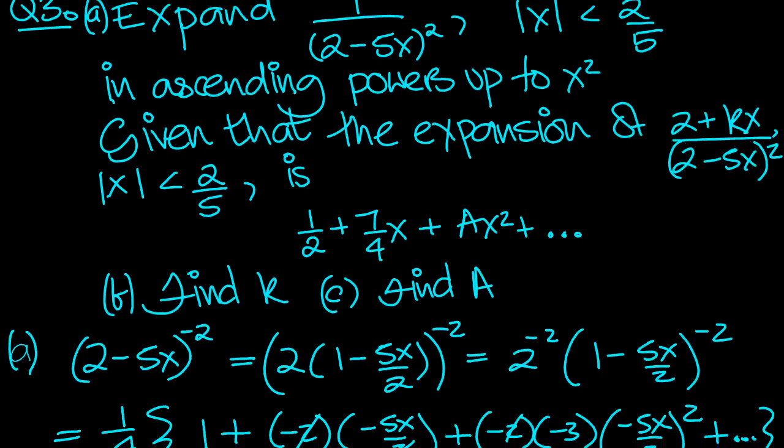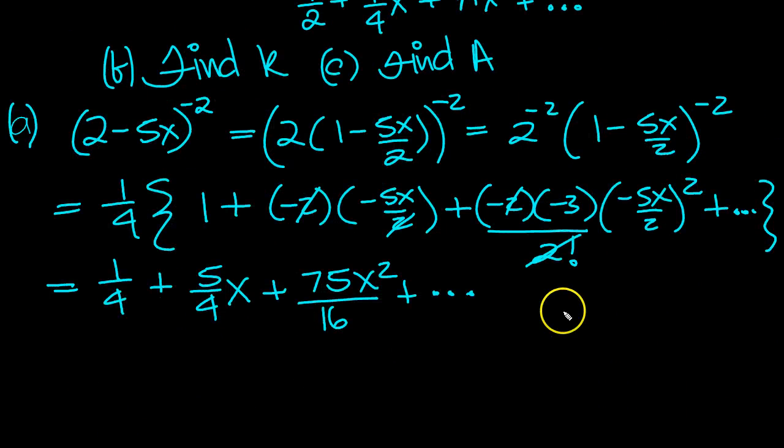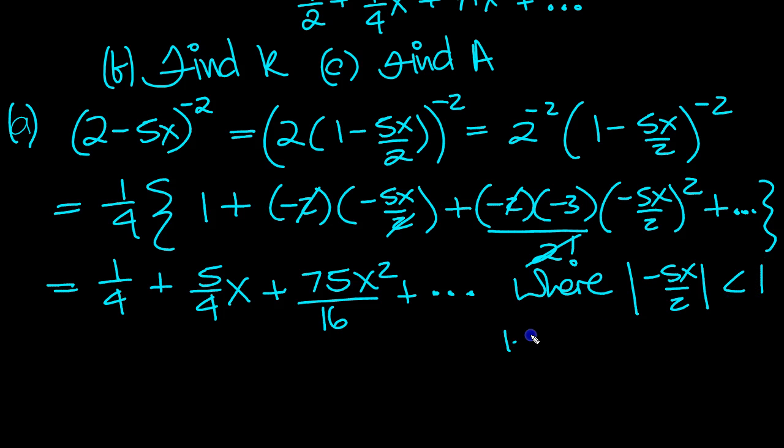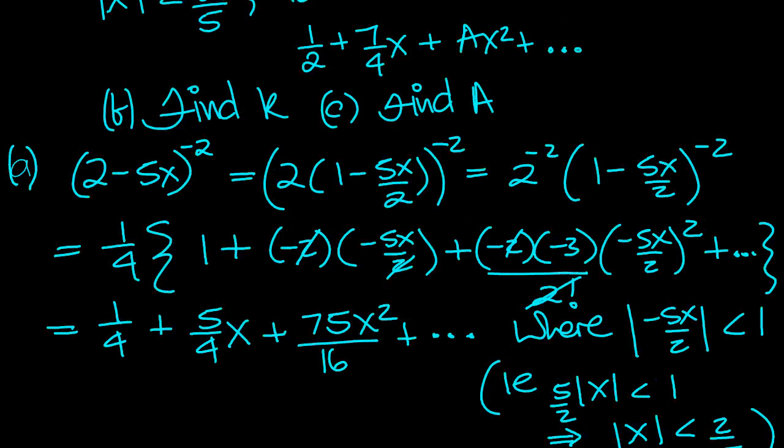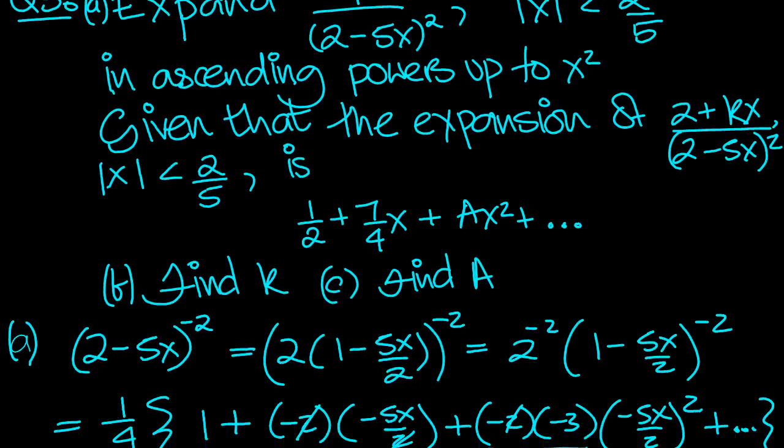So that's the binomial expansion, and that's provided that the modulus of x, in our case the x value is minus 5x over 2, is less than 1, i.e. bring the 5 over 2 out, the modulus of x is less than 1. So in other words, the modulus of x is less than 2/5, which is what we wanted. Okay, so that's fine, which is what we've shown here.